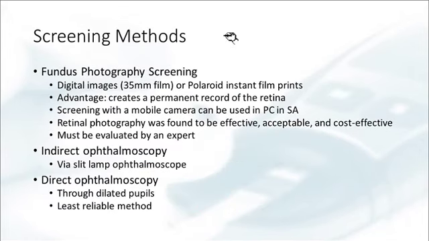Now, other screening methods that are mostly done by ophthalmologists and optometrists include fundus photography screening, indirect ophthalmoscopy, and direct ophthalmoscopy. Fundus photography screening is probably the best because it gives you a permanent record of the retina at that particular point in time. Essentially, it's a digital image of either 35mm film or Polaroid instant prints. Alright, and it's screening with a mobile camera, which means that it is possible to do it in primary care in South Africa.